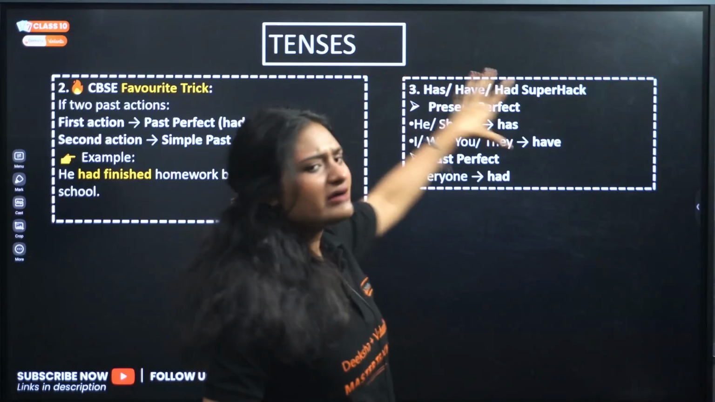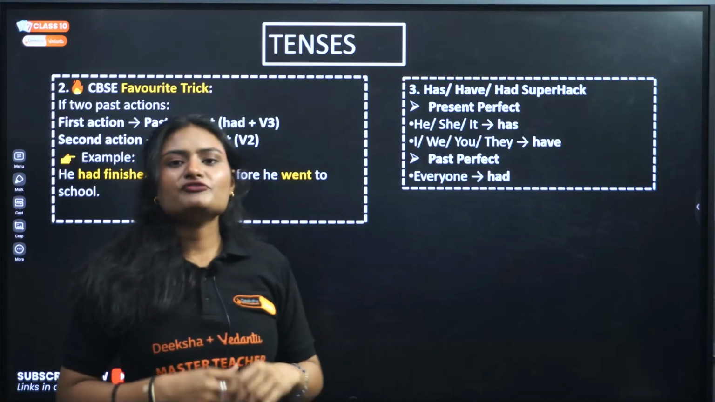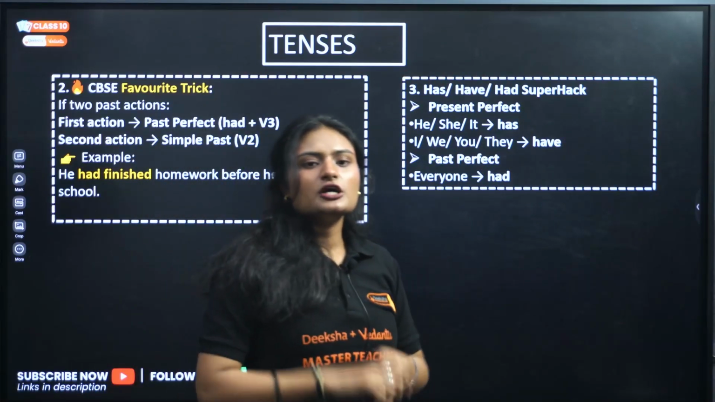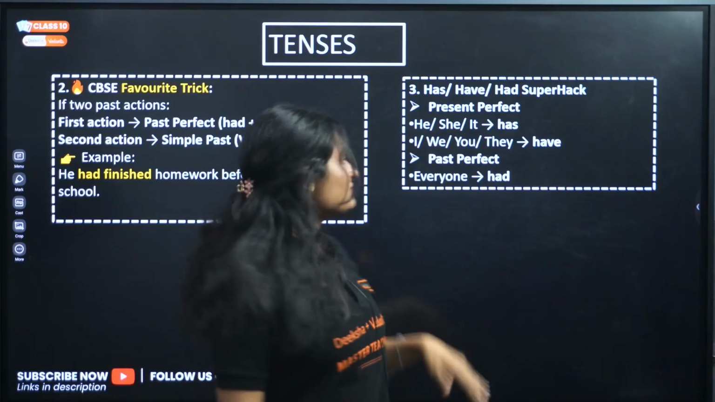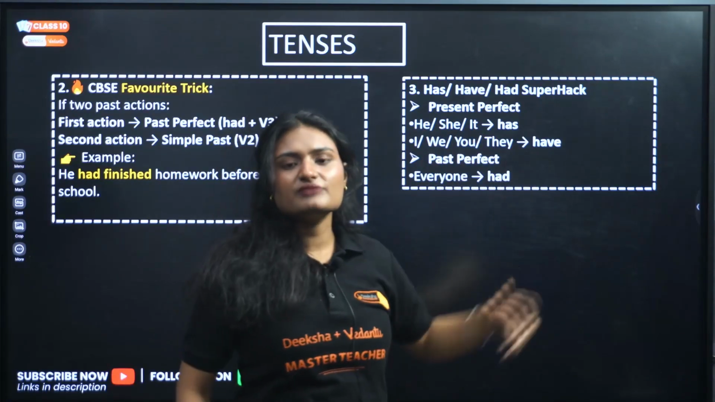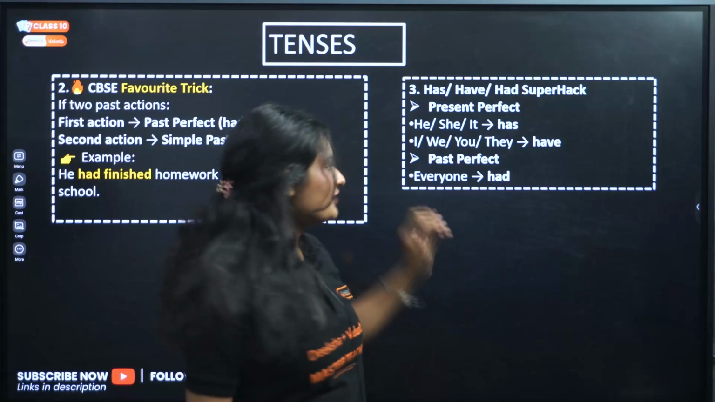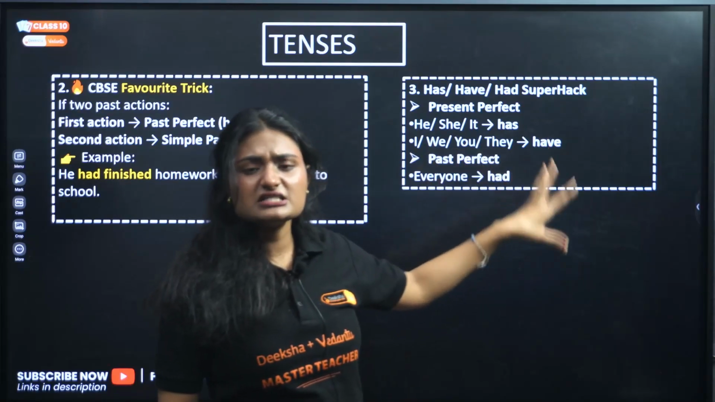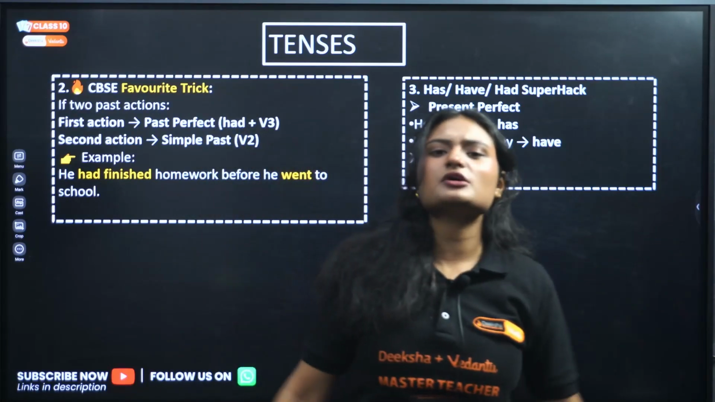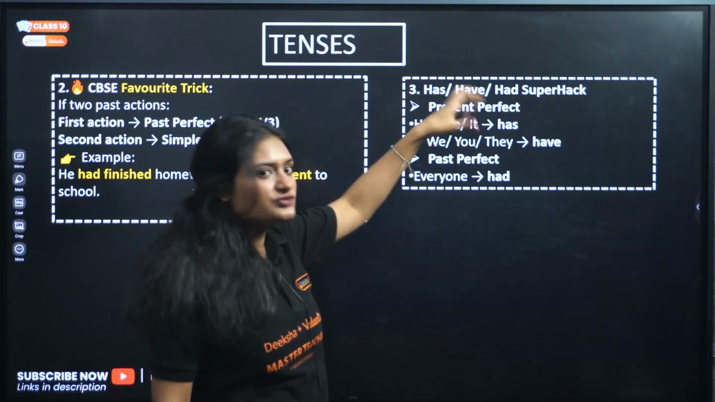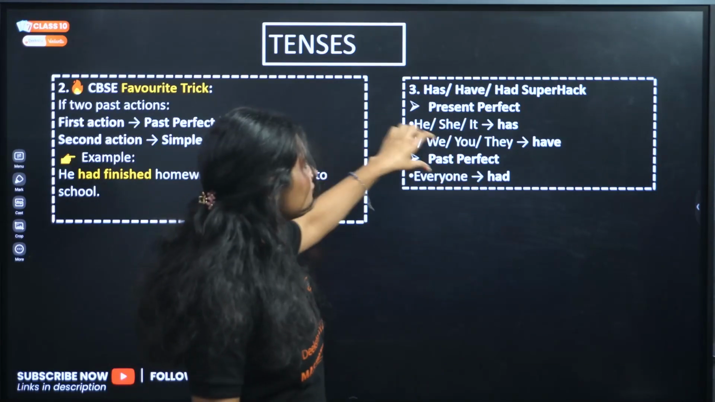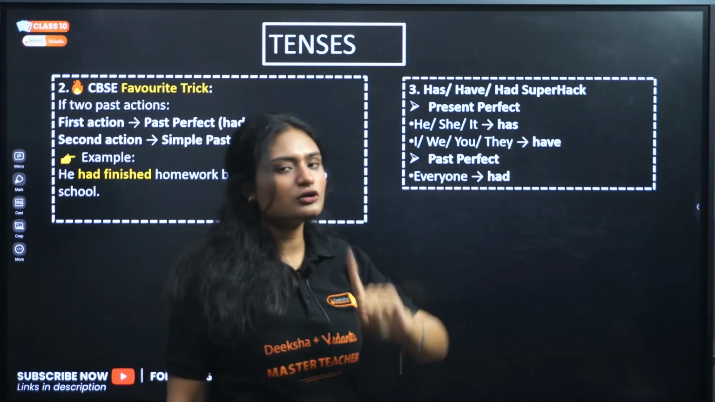Then if you have has, have, had, remember if the pronouns are he, she, it, we will use has. If the pronouns are I, we, you, they, we will use have, right? If the sentence is past perfect, then for any pronoun we always use had, right? So for he, she, it, we will use has. For I, we, you, they, we will use have. Always remember it.